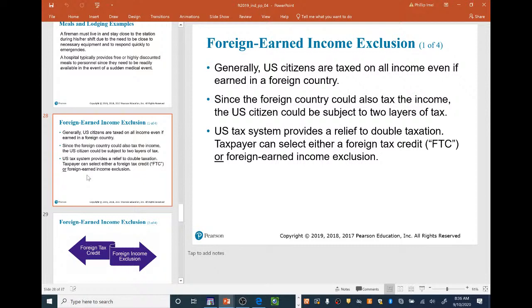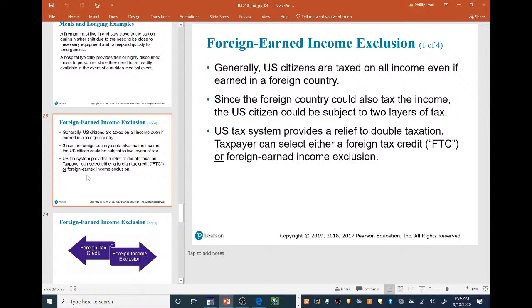Okay, let's talk a little bit about foreign earned income, and particularly what's going to be excludable, right? So, general rule, U.S. citizens are taxed on all income, even if they earn it in a different country. Now, the foreign country could also have those earnings subject to tax, right? So, if you're earning money in another country, then it could be subject to double taxation. The first layer in the foreign country in which you earned it, and then another second layer within the United States.